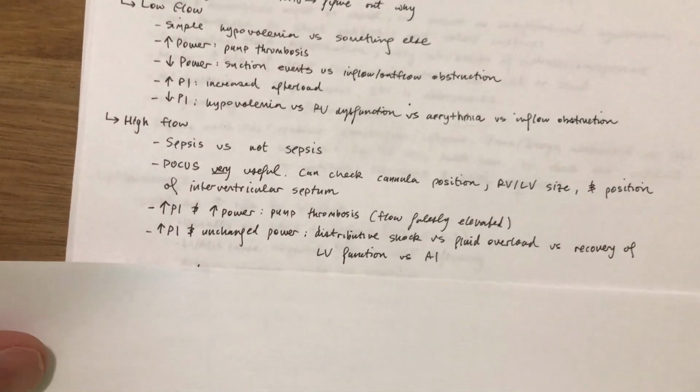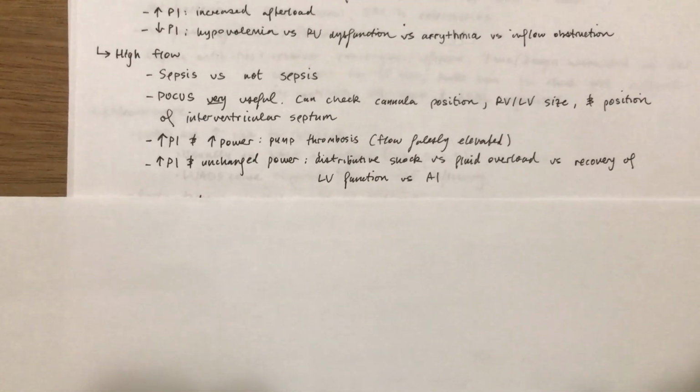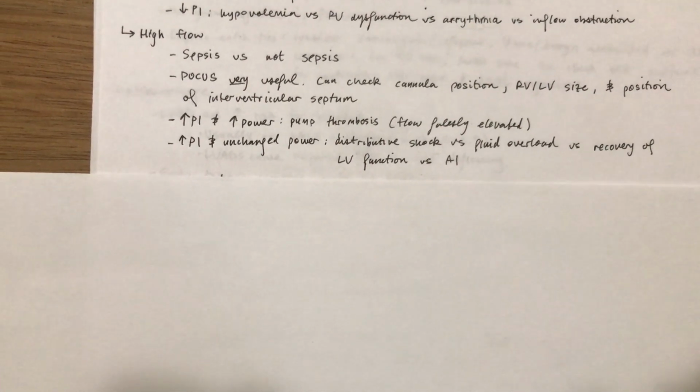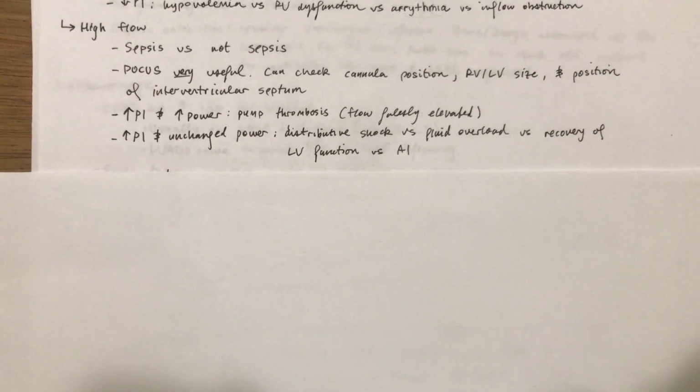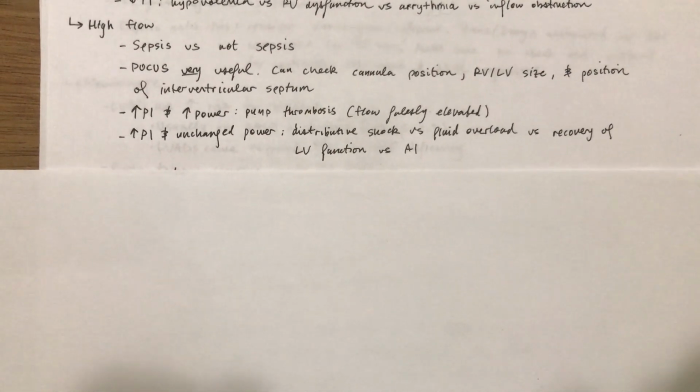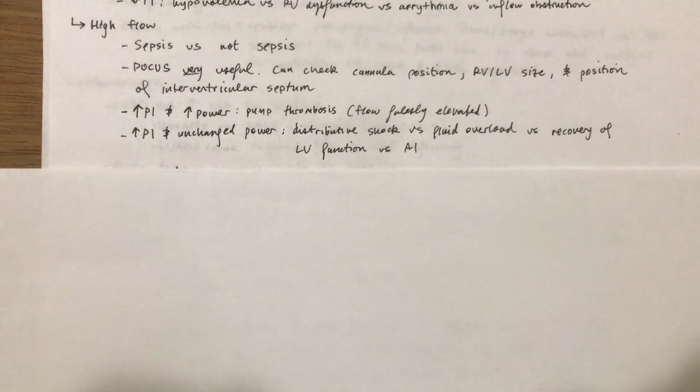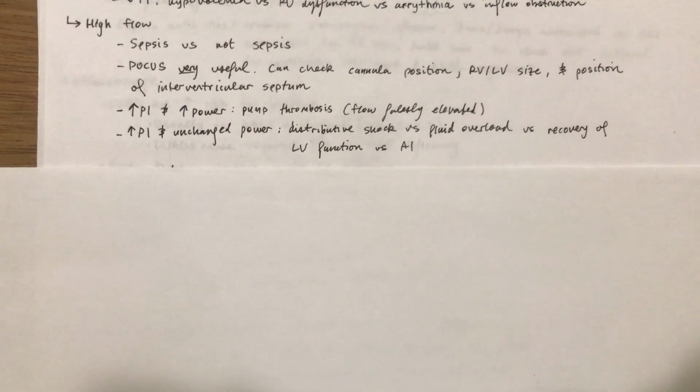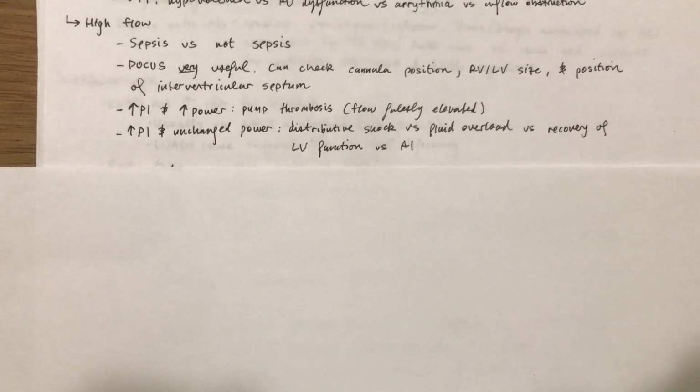We'll talk about high flow alarm next. This is pretty uncommon. I think sepsis usually presents with hypotension or something else, but you could possibly get a high flow alarm too. What you really want to know in a high flow alarm is, is it sepsis or is it something else?